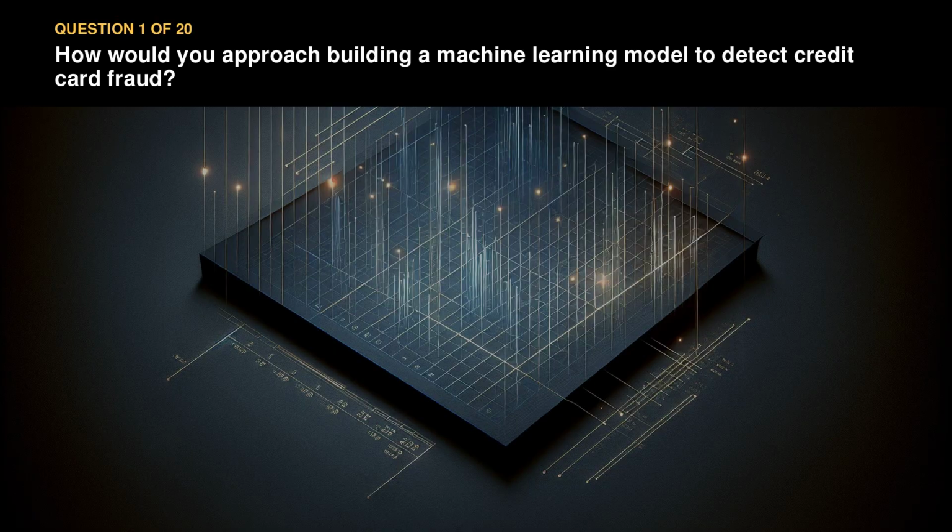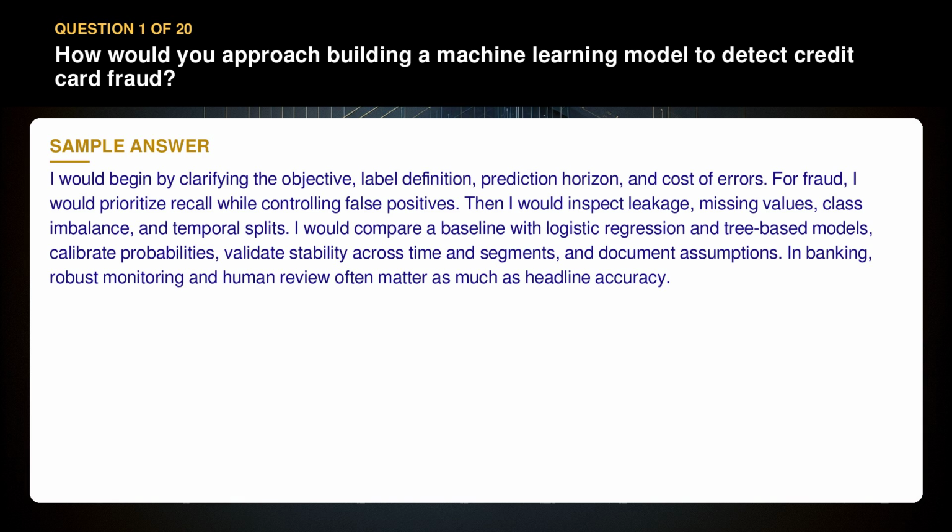Question 1. How would you approach building a machine learning model to detect credit card fraud? I would begin by clarifying the objective, label definition, prediction horizon, and cost of errors. For fraud, I would prioritize recall while controlling false positives. Then I would inspect leakage, missing values, class imbalance, and temporal splits.